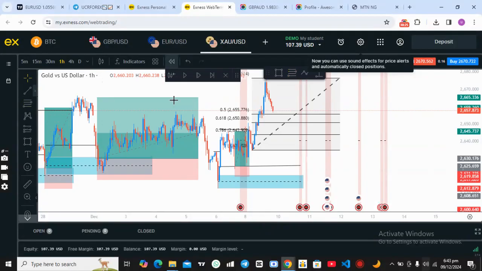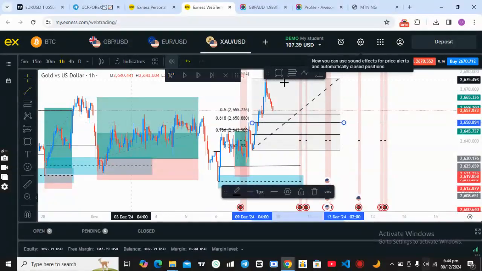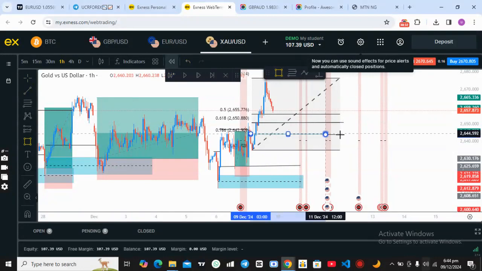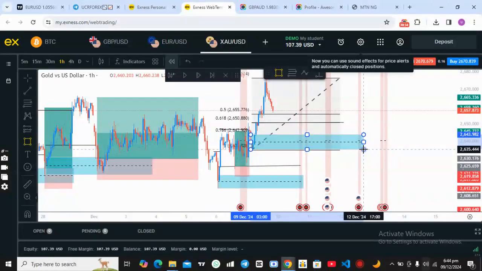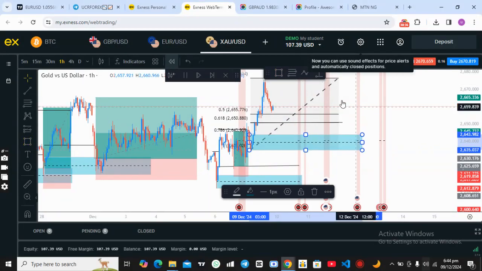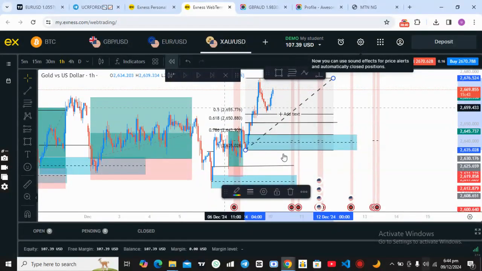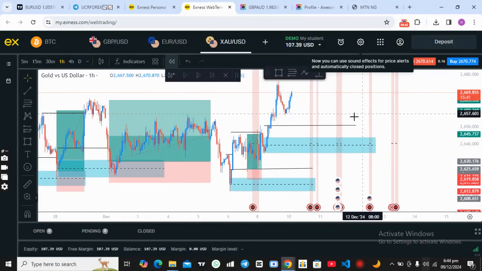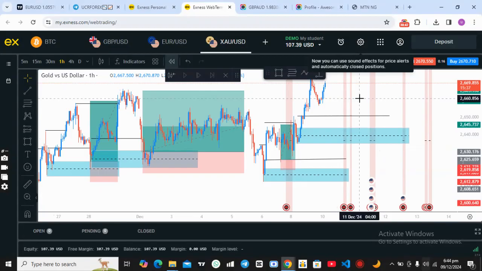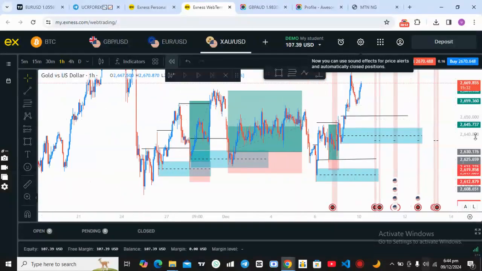So we're going to be plotting from this low, dragging it up to a particular high. Where is our 61? Our 61 is somewhere around this zone. And our 78 is somewhere around this zone. So now you have to wait for price to return back. This is currently where price is. So we are now to wait for price to return back to a particular zone to go in for a buy or a sell.